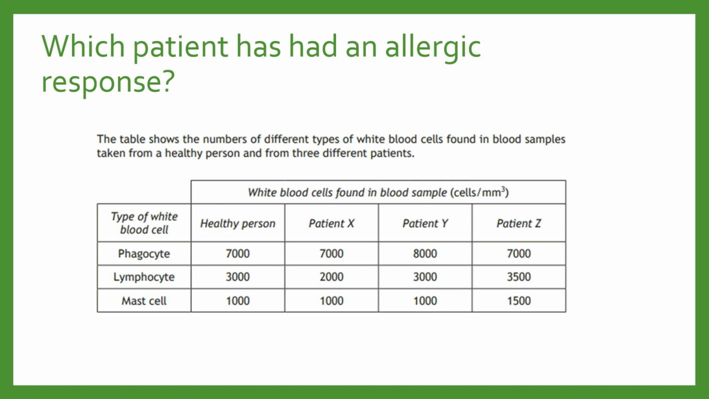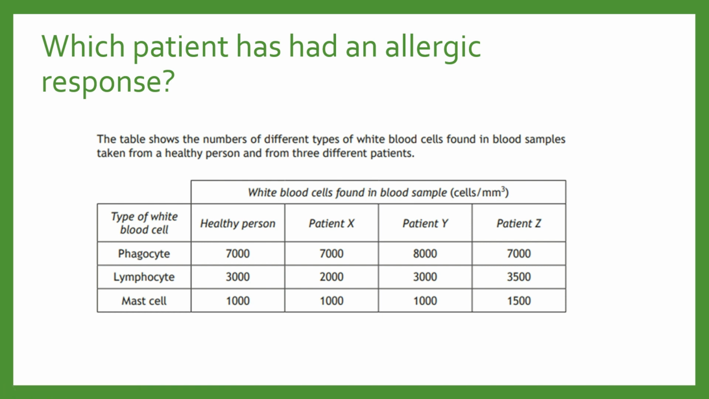So here we have a table which shows the number of different types of white blood cells found in blood samples taken from a healthy person and from 3 different patients. And you need to work out which of these patients has had an allergic response. So we've got phagocytes, we've got lymphocytes, we've got mast cells, and what we need to do is compare the 3 patients to the healthy person and see what has changed and what changes we would expect during an allergic response.